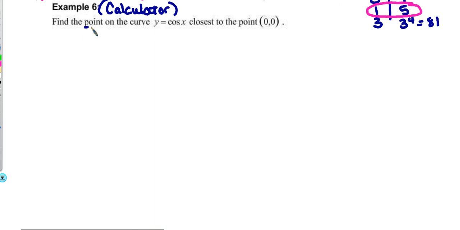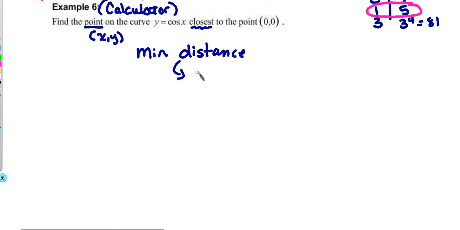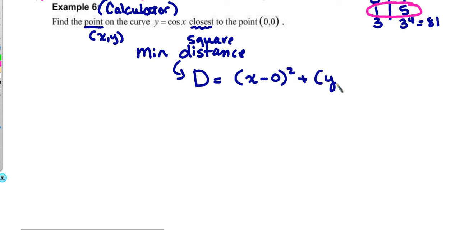So again, we're trying to find the point, the coordinates (x, y), on the curve y equals cosine of x that is closest to the point (0, 0). So closest means that we're going to minimize our distance, and again, I'm immediately going to turn that into the distance squared. So I'm going to minimize the square of the distance, which I'll call d, which is going to be your change in x, x minus 0 squared, plus your change in y, y minus 0 squared, which gives me x squared plus y squared.